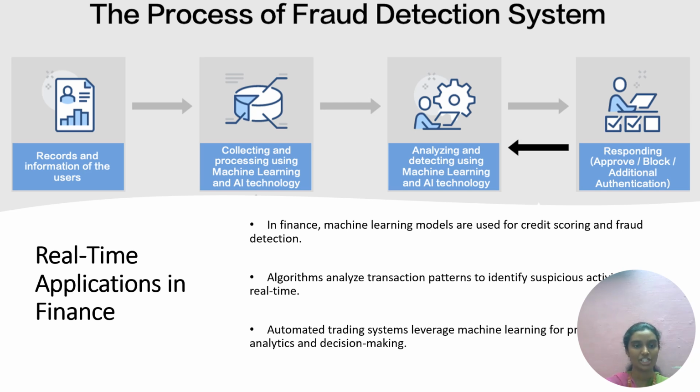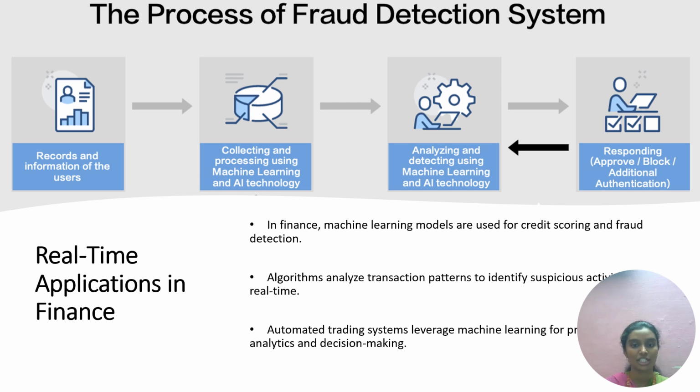A real-time application example is finance, the fraud detection system, where the records and information of the users are collected and processed with machine learning and AI technology, analyzing and detecting, where it can give a response which can be approve, block, or additional authentication. That authentication will be provided in very different ways for different streams of people.